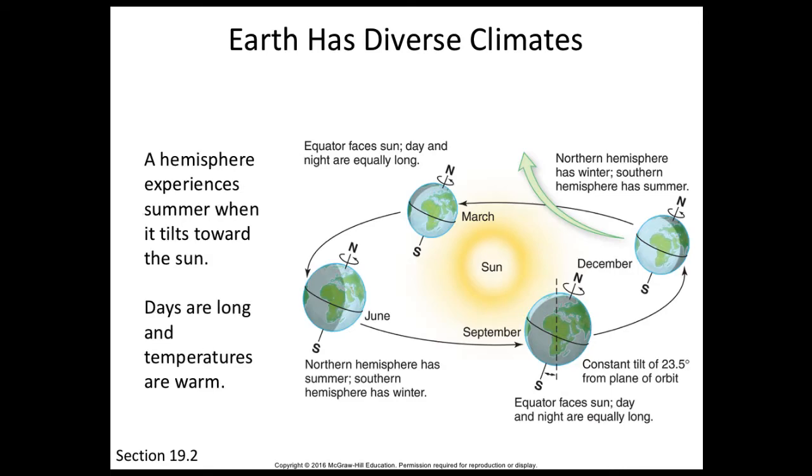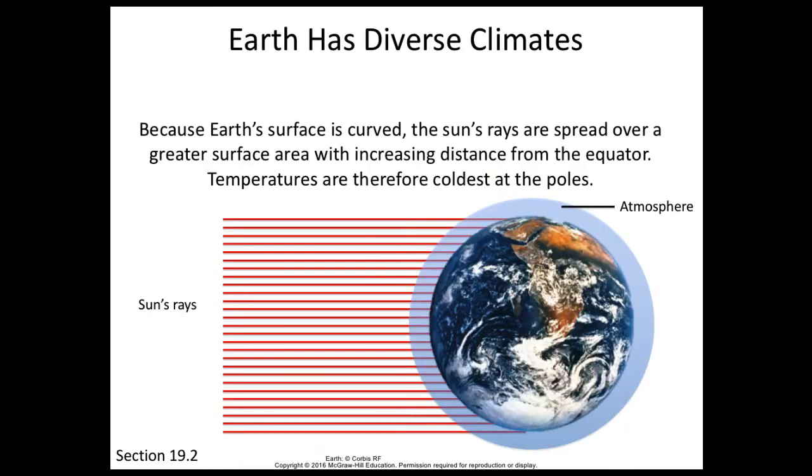A hemisphere experiences summer when it tilts towards the sun. The days are therefore longer and the temperatures are somewhat warmer. A hemisphere experiences winter when it tilts away from the sun. The days are therefore shorter and the temperatures are generally cooler.